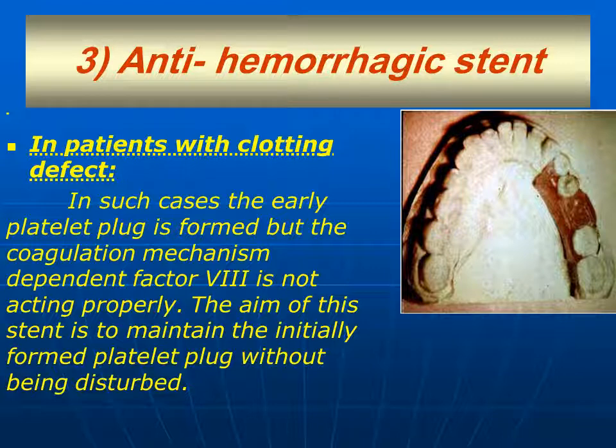However, in patients with clotting defects, the situation is different. Why? In such cases, the early platelet plug is formed, but the coagulation mechanism dependent on factor VIII is not acting properly. Therefore, the aim of this stent is just to maintain the initially formed platelet plug without being disturbed, and therefore there is no need for pressure in this situation. It is different from patients with bleeding tendency.